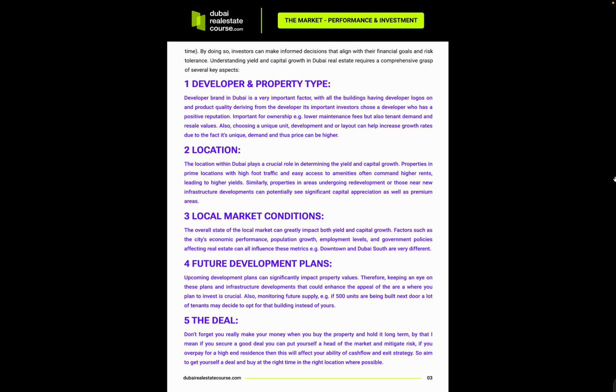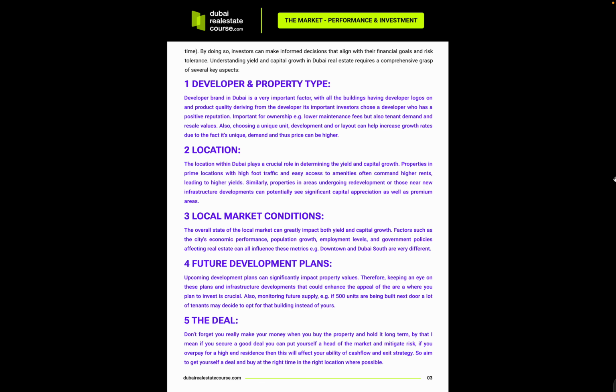So that doesn't mean you have to buy in the marina, or on the Palm, or in the middle of the downtown. But is it easy to get to those places? Is it convenient? If it's a bit further out, does it have all the amenities on site? Does it have shops, hospitals, schools, pools, kids' play areas, etc., etc.?